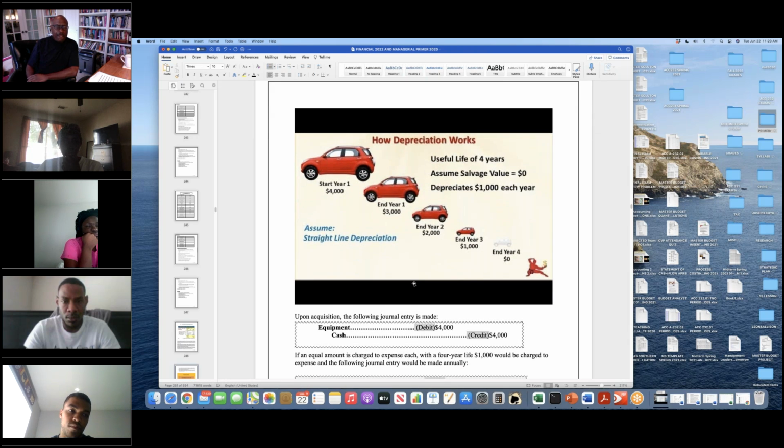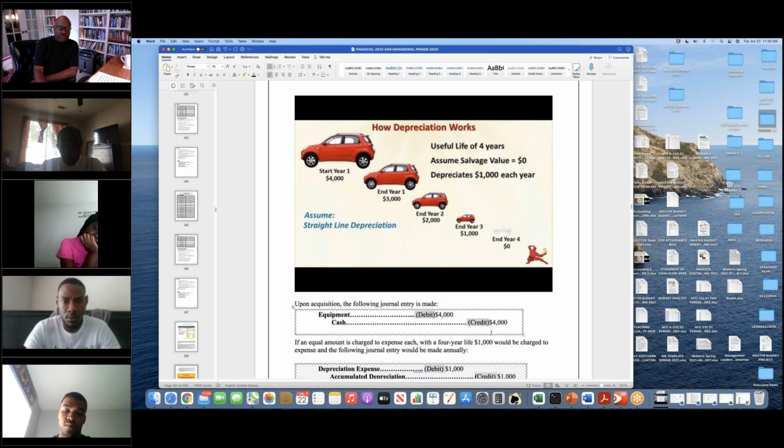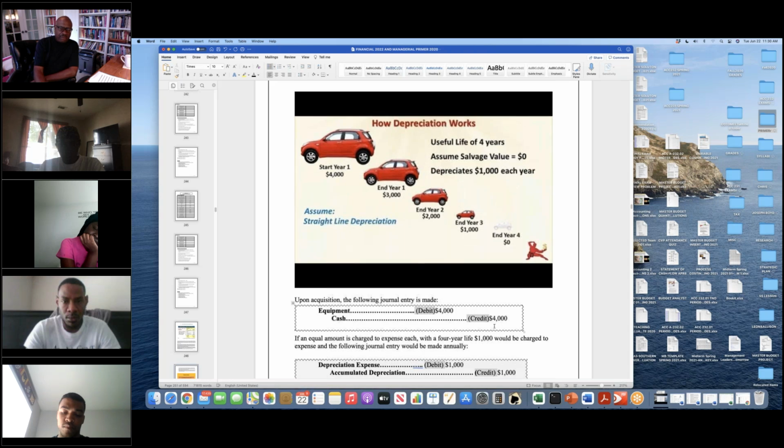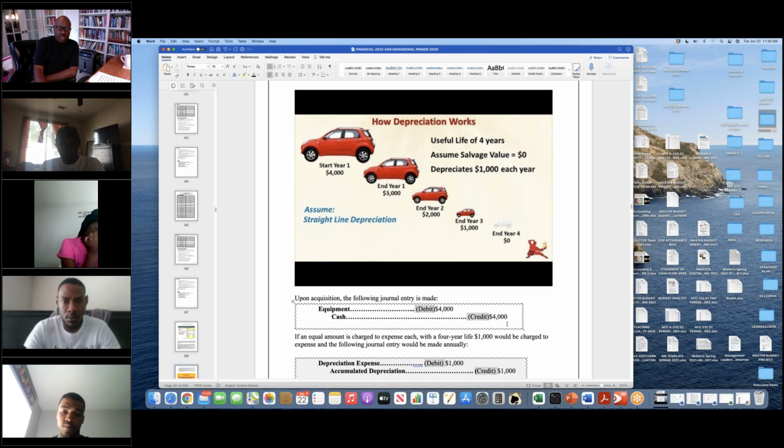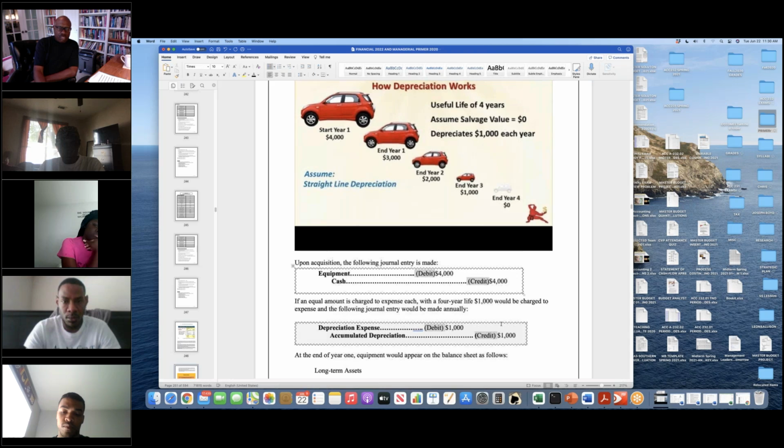When we buy the asset, we make the following journal entry. We could debit equipment and credit cash, or debit equipment, credit cash and notes payable. So that's that standard journal entry. Here we just use the $7. When we get ready to record depreciation in year 1, we're going to debit depreciation expense and credit accumulated depreciation for $1,000.